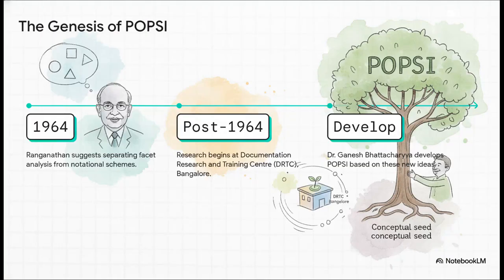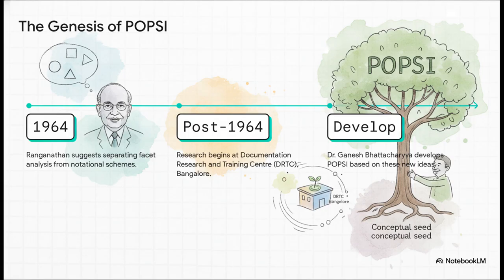All right, so the story really kicks off back in 1964 with the legend himself, S.R. Ranganathan. He had this game-changing thought. What if we could take facet analysis, breaking a subject down into its basic parts, and use it all by itself without tying it to a classification number? That was a huge deal. This idea got the ball rolling for researchers at DRTC in Bangalore, and that's where Dr. Ganesh Bhattacharyya stepped in.